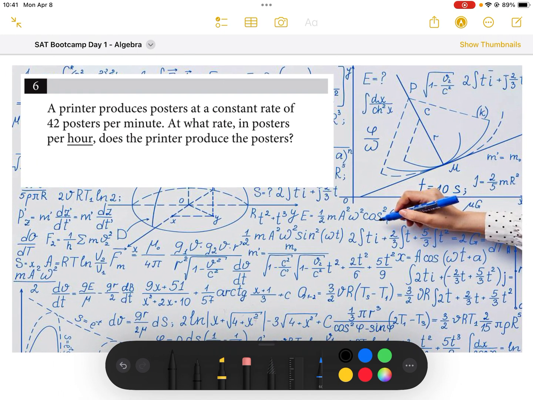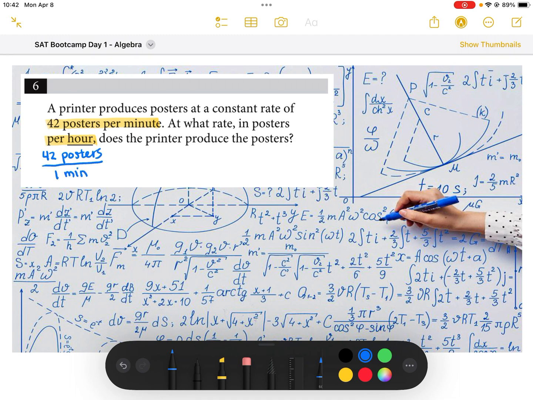So now we're going to go ahead and look at 6. It says a printer produces posters at a constant rate of 42 posters per minute. At what rate in posters per hour does the printer produce the posters? So go ahead, take a minute and solve this one. So we're producing at a constant rate of 42 posters per minute, and we want to figure out how many posters per hour.